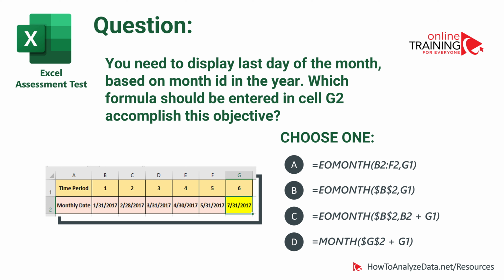You need to display the last day of the month based on the month's ID in the year. Which formula should be entered in the cell G2 to accomplish this objective? And you have 4 choices.